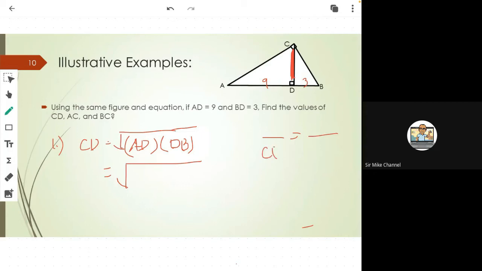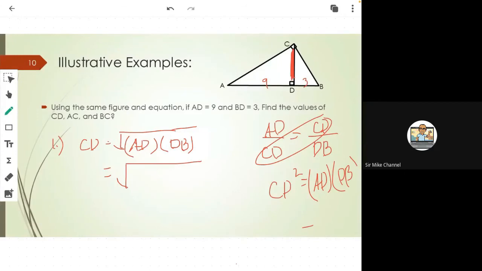So, yung CD natin, ito yung part na yan. And then, proportional to, ito yung AD over CD, tapos yung CD over DB. Ayan. Then cross multiply mo yan, magiging CD squared, the product of AD times DB. Then, getting the square root of both sides. Ito na yung pinaka-formula natin.